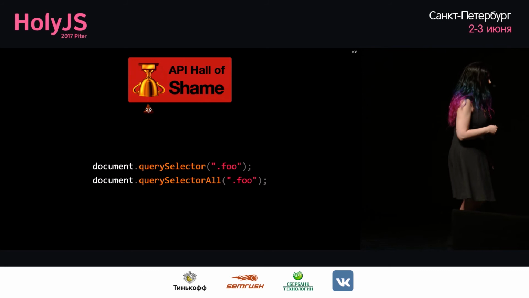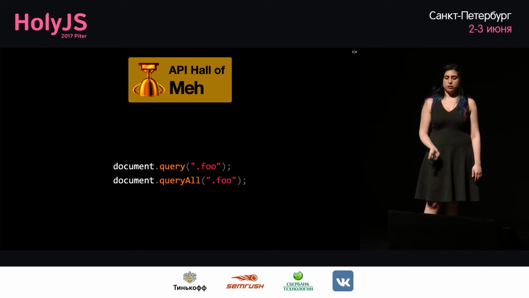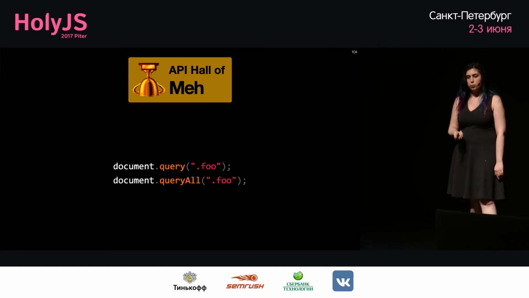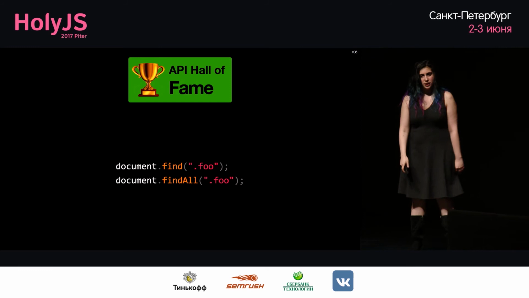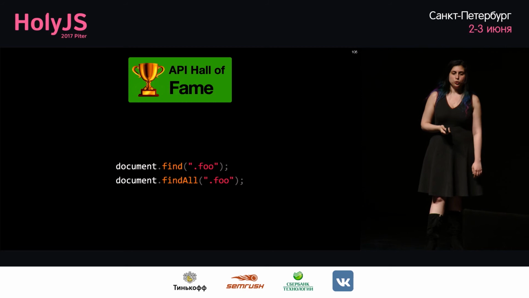Sure, the new query and query all methods are a bit shorter, but they still have this weird query term in them, which doesn't really make sense. It's not how people talk about this. There were some find and find all methods proposed at some point. Turns out we can't do them because they collide with very widespread use of some framework. But these would have been so much better names.